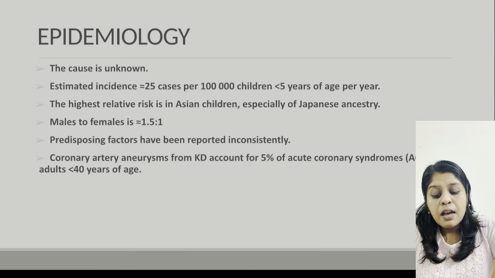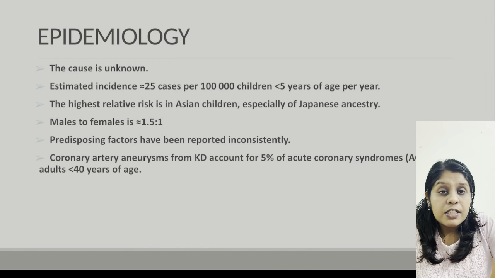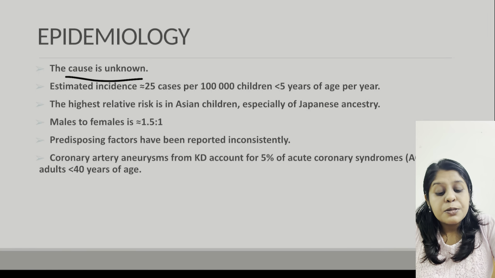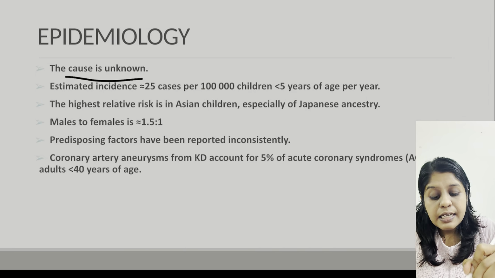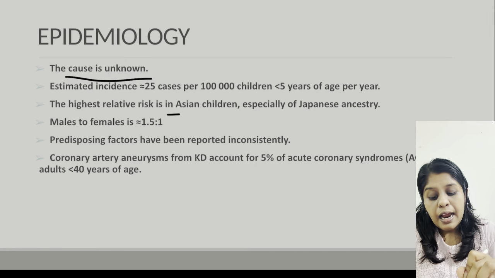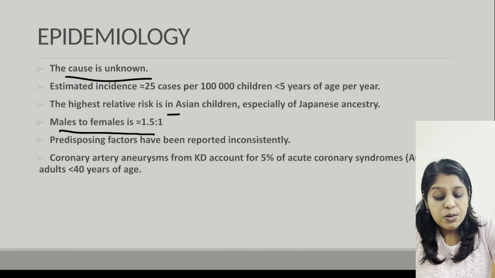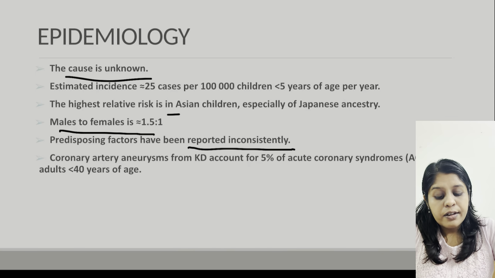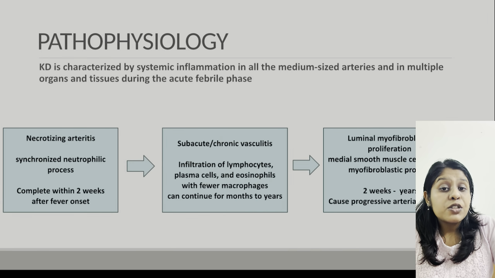So Kawasaki disease epidemiology: the cause is unknown and the incidence is nearly 25 cases per 1 lakh children less than 5 years of age, with the highest relative risk in Asian children, especially children of Japanese ethnicity. The male to female ratio is 1.5:1, and the predisposing factor is reported inconsistently. Coronary artery aneurysm from KD accounts for 5% of acute coronary syndrome in adults less than 40 years of age.